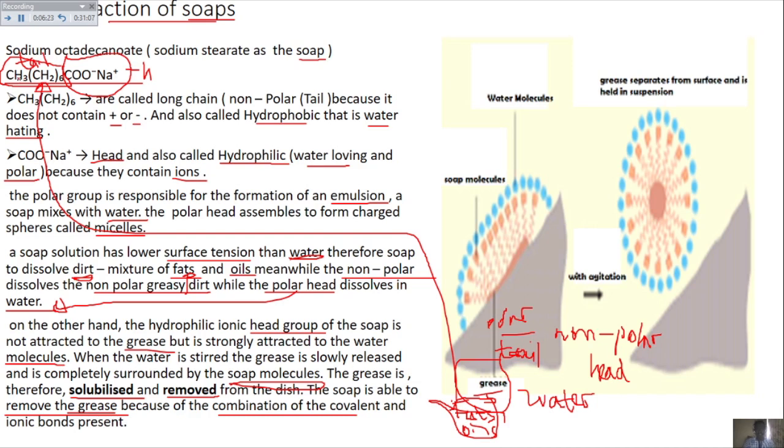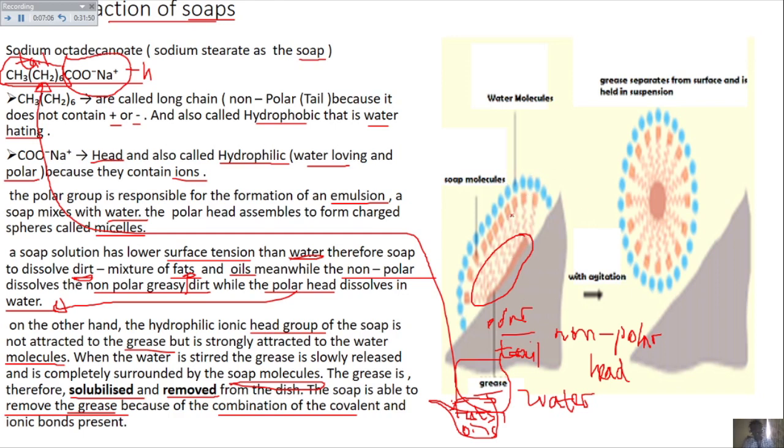You understand? It's able to remove this particular grease, because this grease is coming from fats and oil, and because the soap has a lower surface tension than water. Because of its lower surface tension, it moves the grease to the surface of that particular cloth, then being surrounded by water.